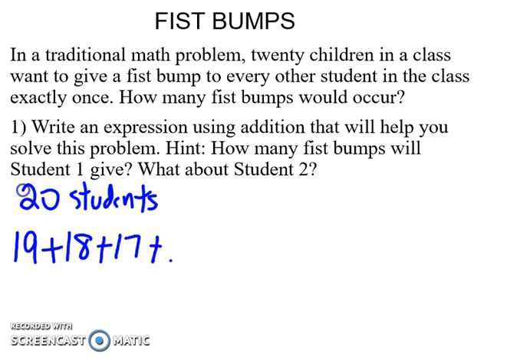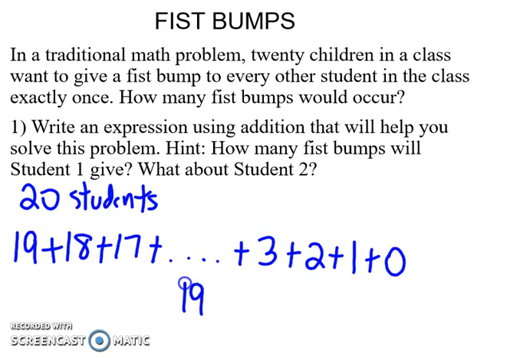And I can keep going down the line, adding up the numbers, until I get to the last student. The last student will have no one to fist bump. Now, if I add all of those numbers together, what I'll end up with is 190. So I had to add 19 numbers together and I get 190.